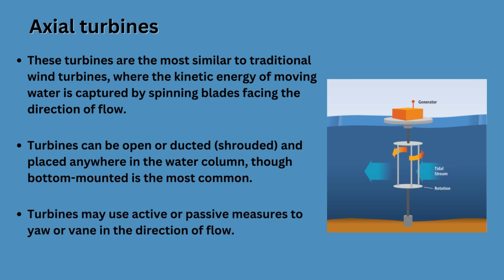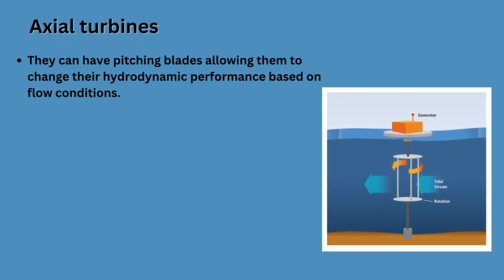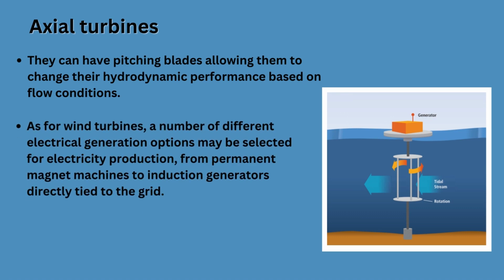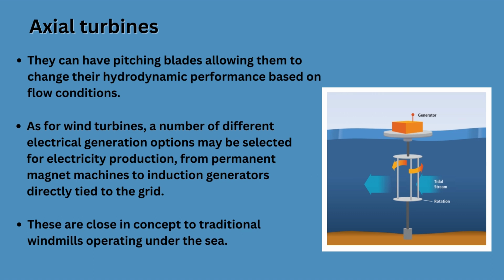Turbines may use active or passive measures to yaw or vane in the direction of flow. They can have pitching blades, allowing them to change their hydrodynamic performance based on flow conditions. As for wind turbines, a number of different electrical generation options may be selected for electricity production, from permanent magnet machines to induction generators, which are directly tied to the grid. These are close in concept of traditional windmills operating under the sea.